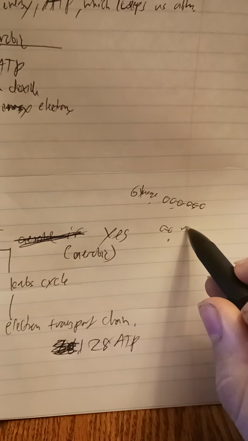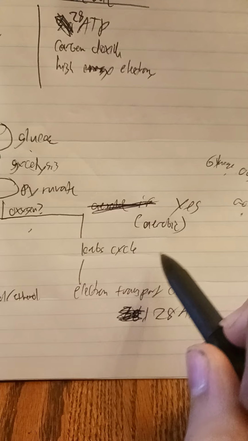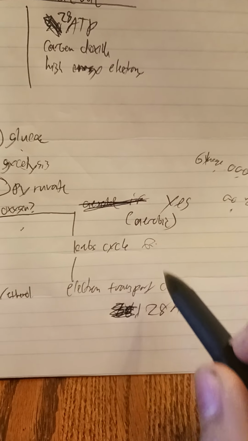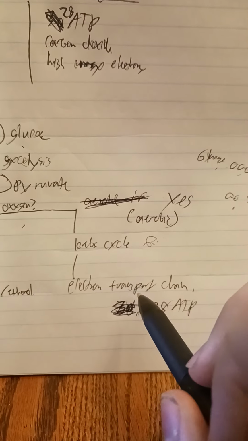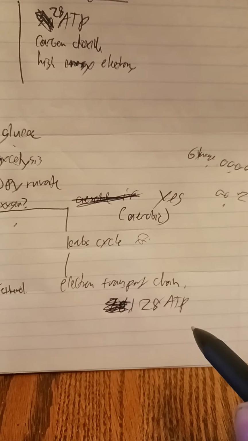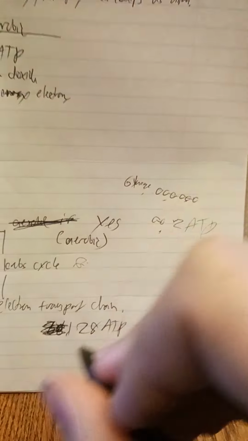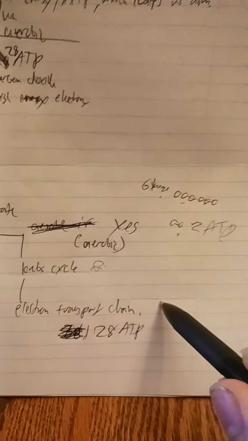Each one of these will in the end produce 2 ATP. And so after the Krebs cycle, that gives us about 6. Then we go to the electron transport chain where things get broken down, and that's going to give us high energy electrons, carbon dioxide, and 28 ATP. So by the time we're done with this whole system, we're gaining about 34 ATP.